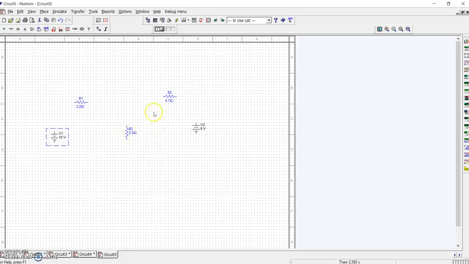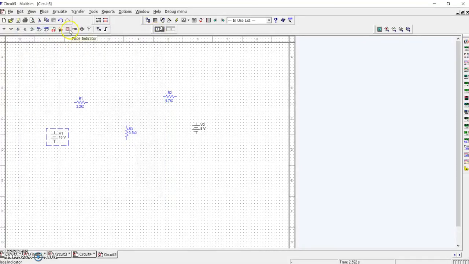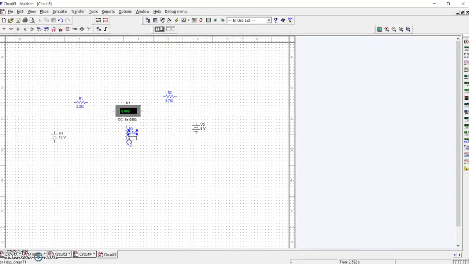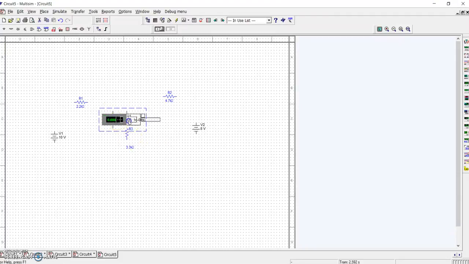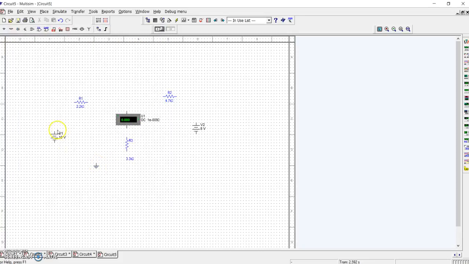By using this theorem, we can find the current flowing through this 3.3 kilo ohm resistance. In order to find the current flowing through this 3.3 kilo ohm resistance, we need to place an ammeter. Going to place indicator, in that an ammeter, click on OK. Double clicking on this, right clicking on this, we can rotate this one. We need a ground.